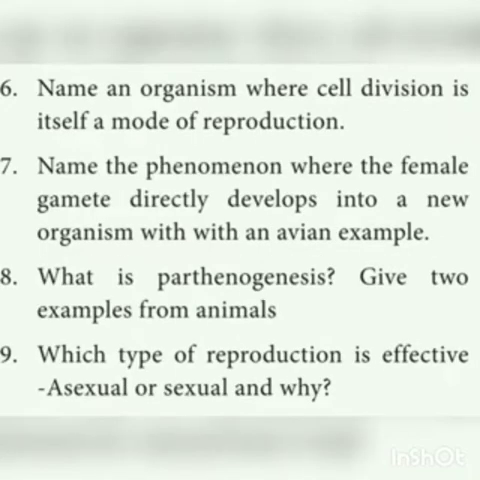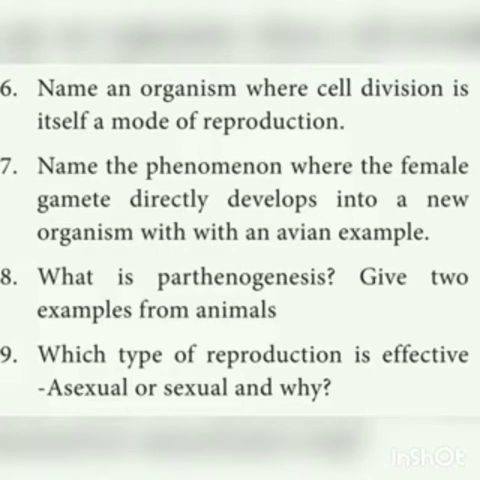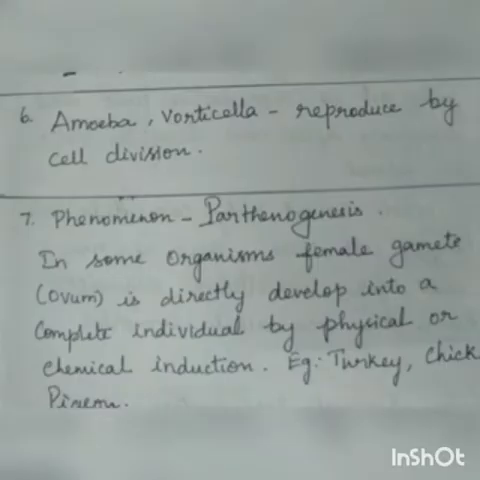The sixth question is, name an organism where cell division is itself a mode of reproduction. It takes place only in the unicellular organisms like amoeba and vorticella. Amoeba and vorticella reproduce by cell division. Seventh one, name the phenomenon where the female gamete directly develops into a new organism with an avian example. So the phenomenon is parthenogenesis.